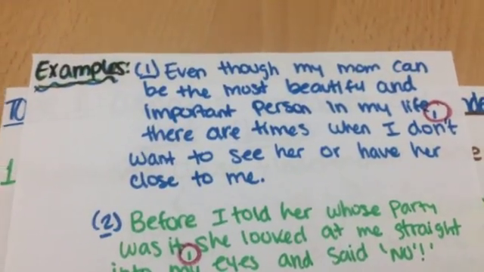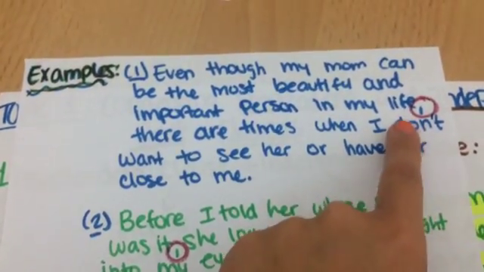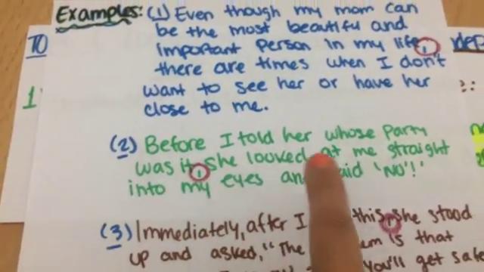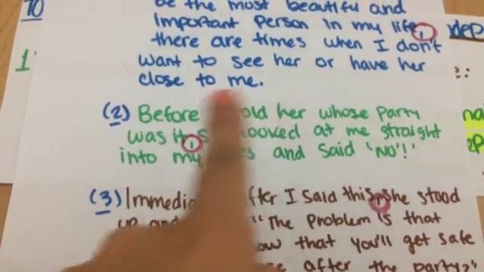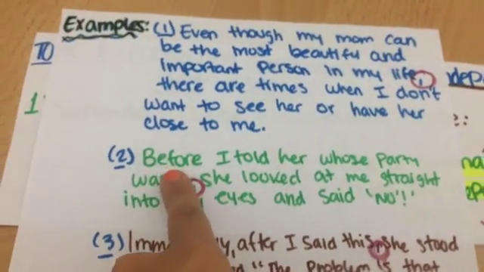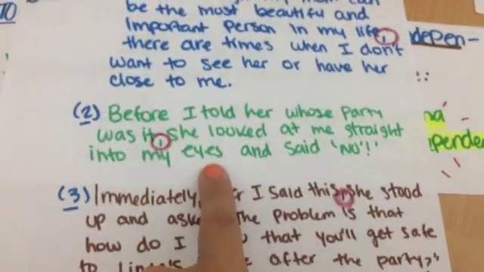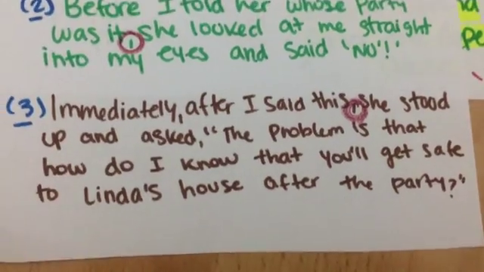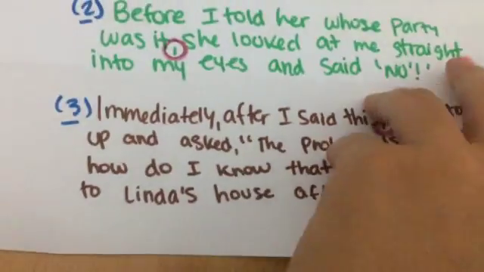The first part, as we will see here, is a dependent clause that precedes a comma and then starts an independent clause. Before I told her whose party it was, she looked at me straight in my eyes and said no. Again, the first part is dependent, the second part is independent. A key here is the dependent marker word. Dependent marker words normally start a dependent phrase. Immediately after I said this, she stood up and asked, "The problem is, how do I know that you will be safe in this house after the party?"